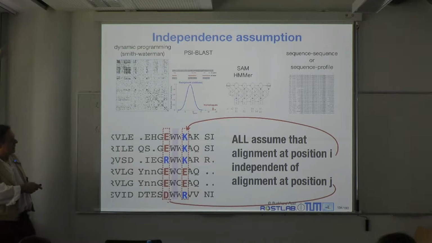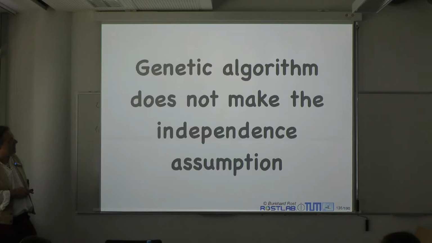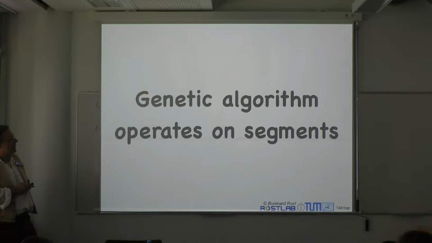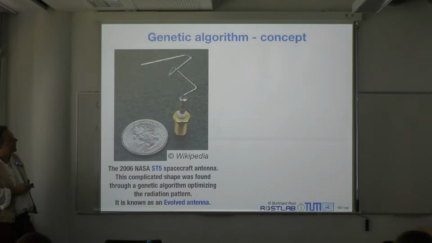And again, here's an example where we see that in the alignment there's a sort of correlated switch between positions, or at least some dependency. Highlight the charges here. We clearly know. Now, the great thing about the genetic algorithm is it does not need that, because it operates on segments.